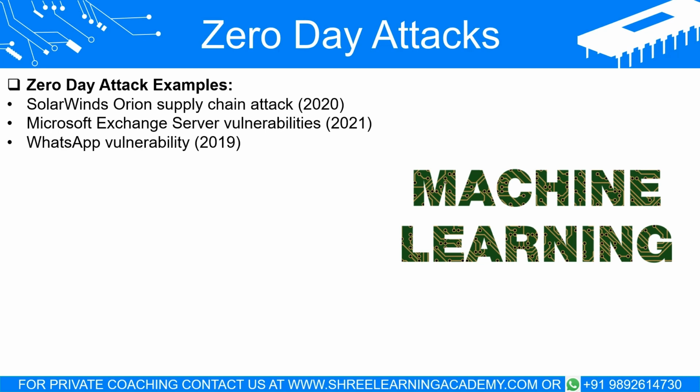WhatsApp Vulnerability 2019. A zero-day vulnerability was detected in the widely used messaging application, WhatsApp, in May 2019. This flaw enabled attackers to implant spyware on the victim's device by initiating a WhatsApp call, regardless of whether the call was answered or not. The NSO Group, an Israeli firm, was identified as the responsible party for the attack.